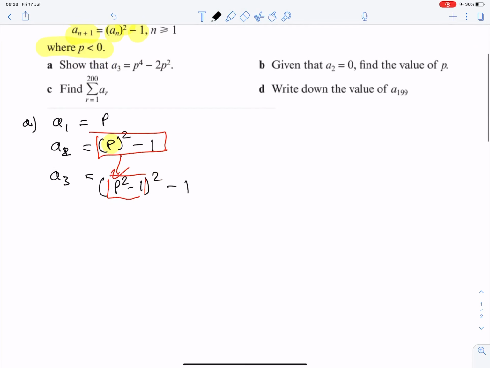So we've now got P to the 4, you can use a grid if you need to, minus 2 lots of P squared plus 1, expanding the brackets, take away 1, which is P to the 4 minus 2P squared as required.